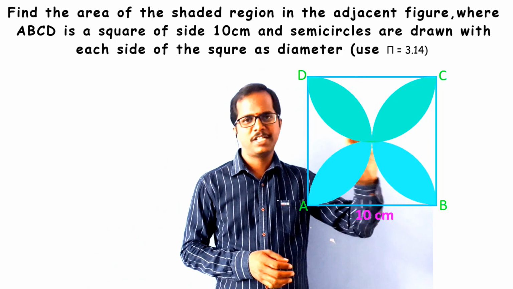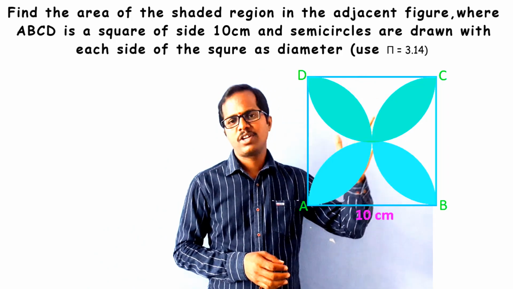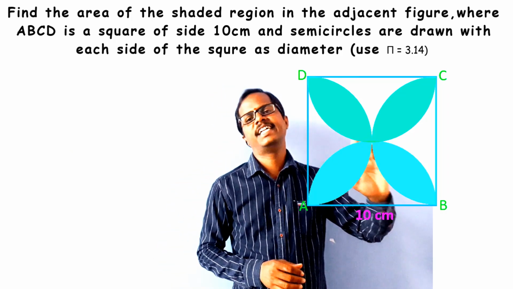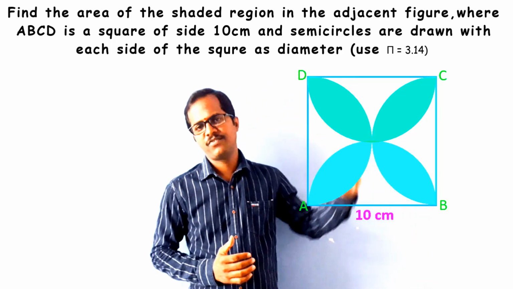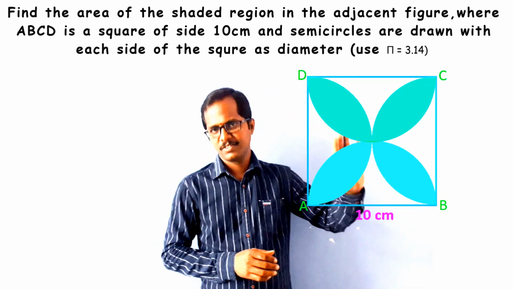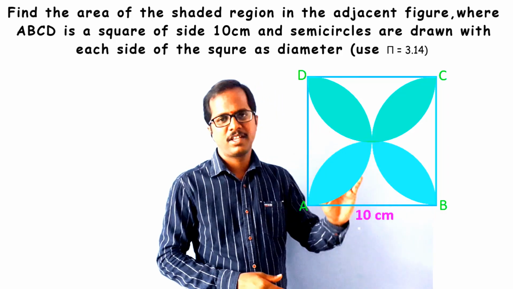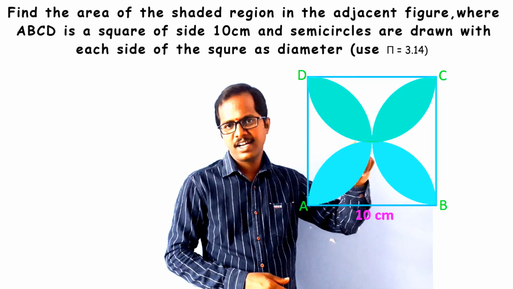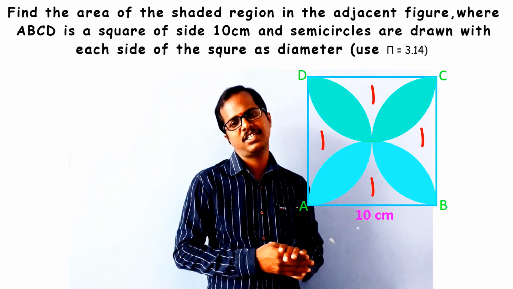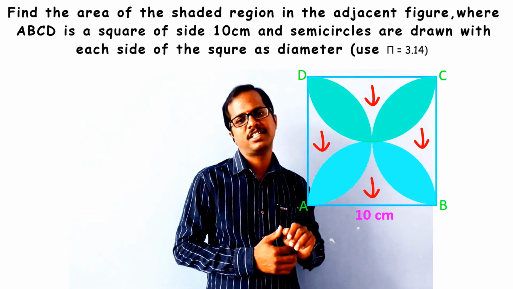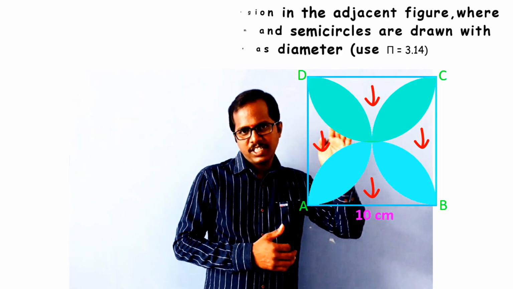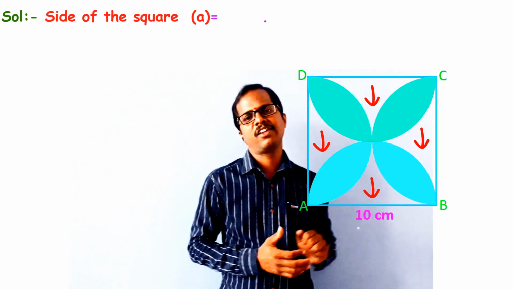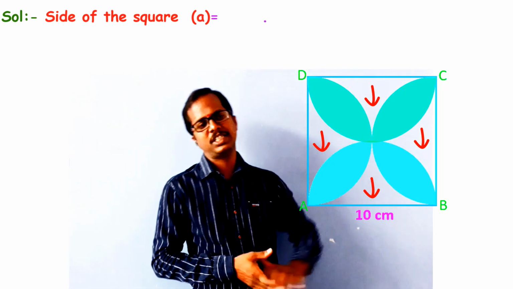If we observe this shaded portion, it consists of 4 equal parts. So how can we find this shaded region using the given information and figure? If we observe the figure, we can get an idea: from the total area of this square, if we subtract the unshaded portions, here we have 4 unshaded portions, then we can get the area of the shaded region.